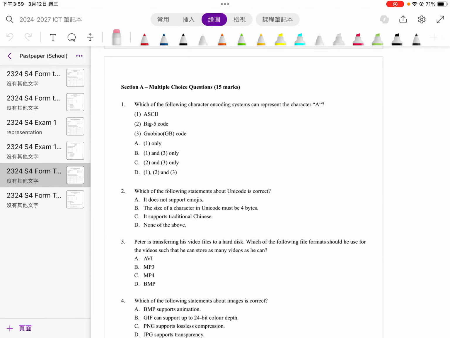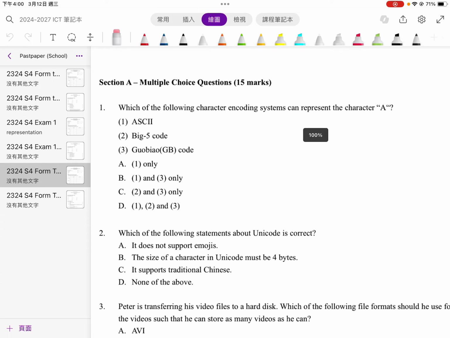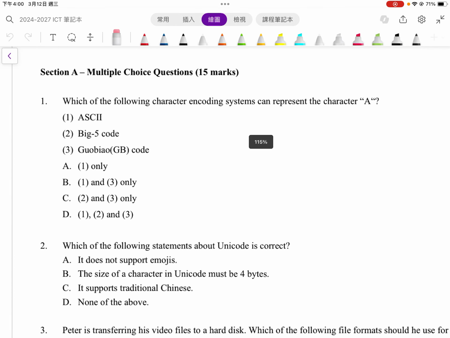Hello everyone, this is the past paper from the form test last year, 2023 to 2024, and in this video I'm going to have the demonstration of doing the multiple choices of this paper. So hopefully this will help you in the exam, in the form test. So let's go through the first question together.